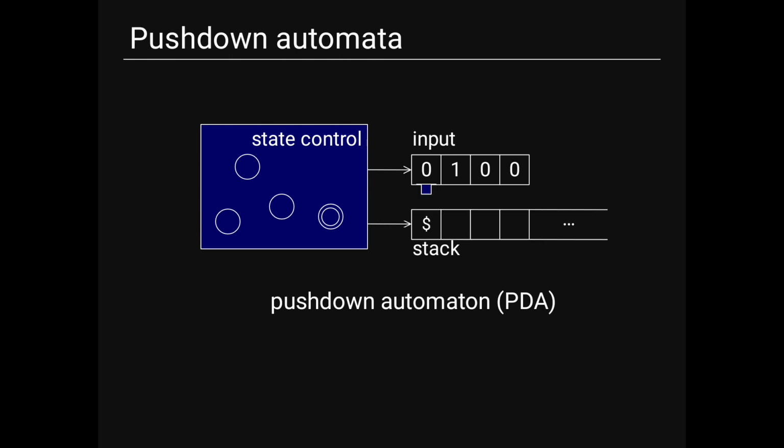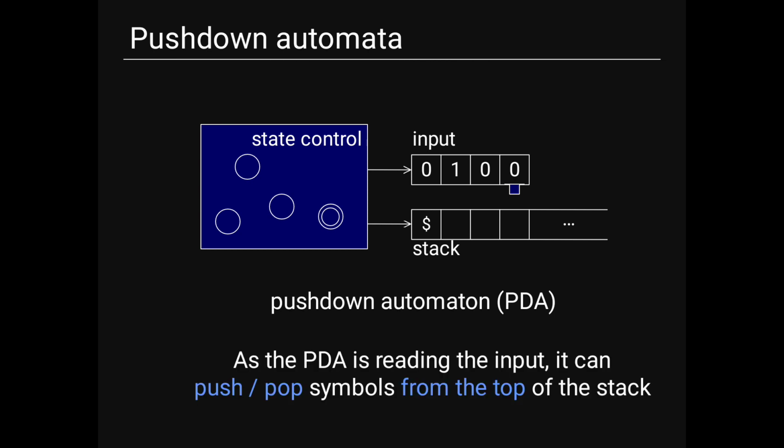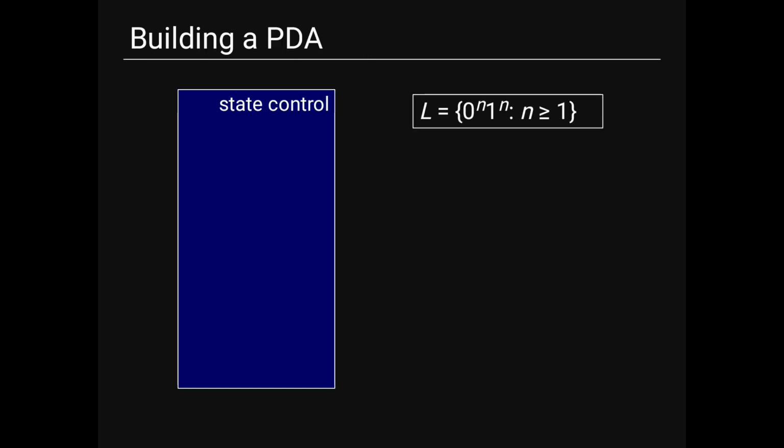So it is 0, then you can count dollar 0, then 1 and 1. As the PDA is reading the input, it can push or pop symbols from the top of the stack. So how to build a PDA? Pushdown automata.